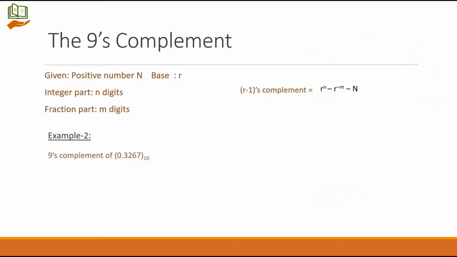The next example has a fraction part. Here n is equal to 0 and m is equal to 4. Now this will be 10 power 0 minus 10 power minus 4. So this will be 1 minus 0.0001. Just understand this, 10 power 0 is equal to 1.